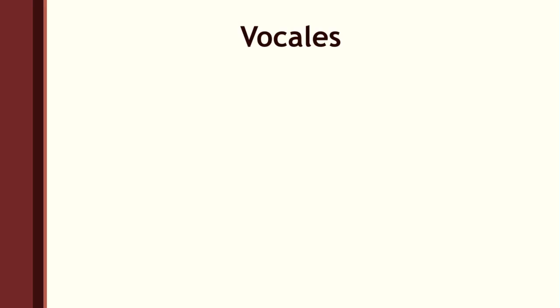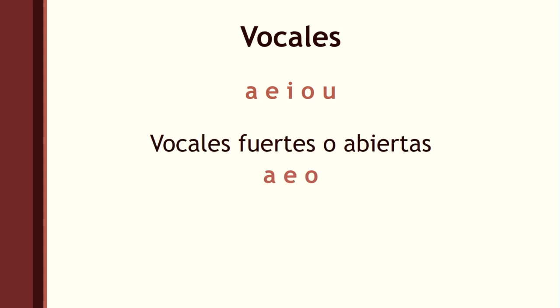Now you already know the vowels in Spanish, and we have A, E, I, O, U. Now from these 5 vowels, we have 3 strong vowels or open vowels and 2 weak vowels or closed vowels. The strong vowels are A, E, O. Okay, and they are called vocales fuertes o abiertas because they are usually the ones that carry the stress in a syllable. That's why they're called fuertes. But also they're called abiertas because of how we pronounce them. When we say A, E, O, we have to open our mouths to pronounce them. So that's why they're called abiertas. So you could hear either vocales fuertes o abiertas.